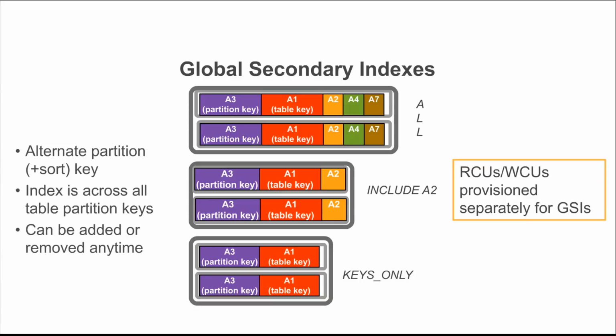Something that I mentioned and that's worth repeating, they can be added or removed at any time. So if you decide that A2 needs to be indexed, you can use A2 as your partition key. A common example for global secondary indexes is creating a normal Dynamo-based table with a partition key of a user ID, and then creating a global secondary index on the email. So you can do a query based on the email or the username.